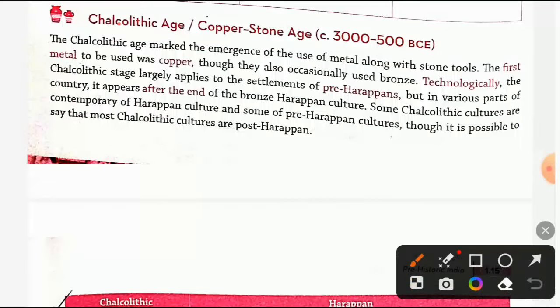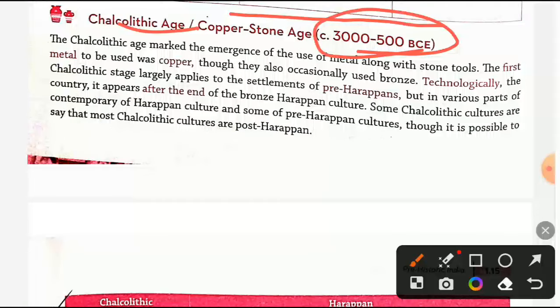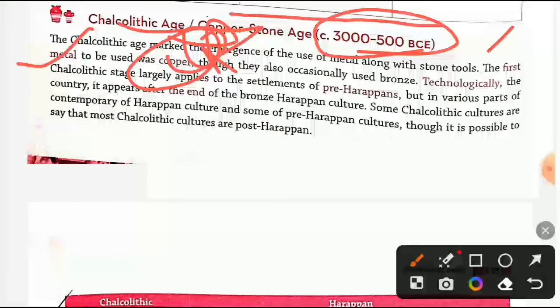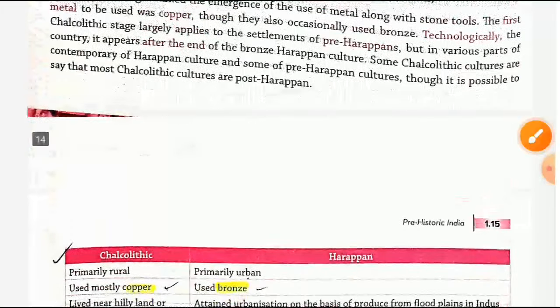Next is the Chalcolithic age. It is also known as the Copper Stone Age, which lasted from 3000 to 500 BC. Why copper? Because copper was first seen in this age. The first metal to be used was copper. Very important question. Some Chalcolithic cultures were contemporary with Harappan cultures and some with pre-Harappan cultures.